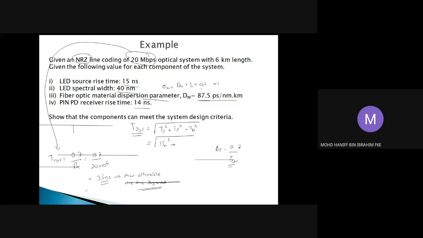So we're going to get this as 87.5 picosecond, multiplied with L, which is 6 kilometers, and multiplied with the spectral width, delta lambda, which is 40 nanometer. And by calculating this, you're going to get that the material dispersion value will then equal to 87.5 times 6 kilometers times 40.